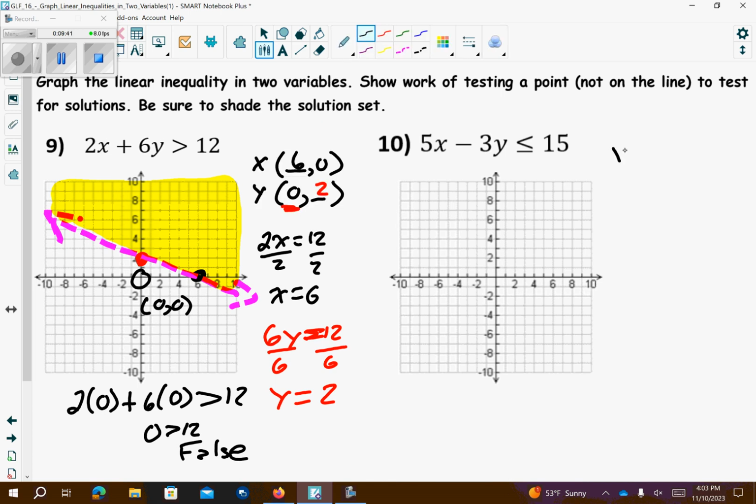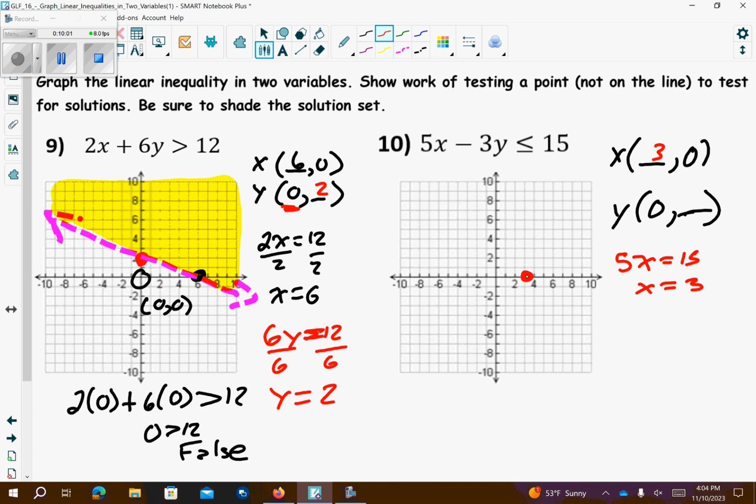Okay, so now I have a problem. I have my x value, which is blank, 0. My y value, which is 0, blank. Okay, let's solve this one. That's taking out the y, so I get 5x equals 15. Divide both sides by 5, so I get 3. So here's 3, 0. This is an x value, so I'm going to get negative 3y equals 15. Divide both sides by negative 3. So I'm going to get y equals negative 5. 0, negative 5 is down here.